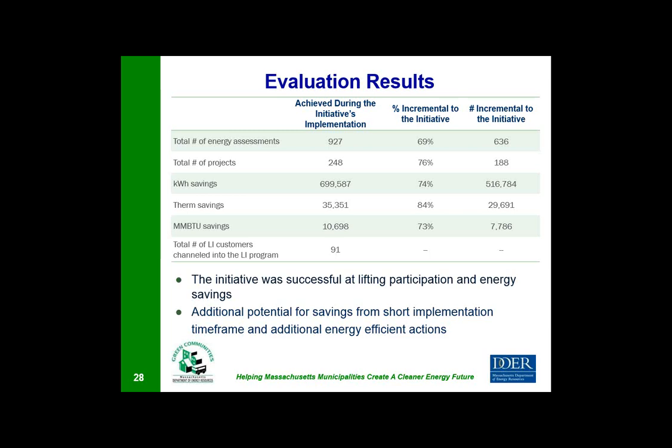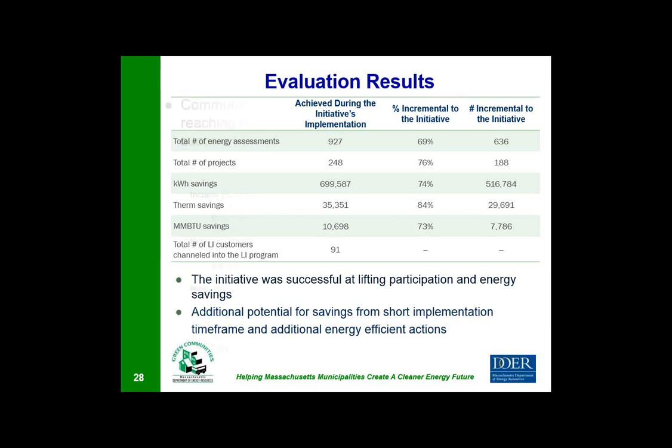And as I have mentioned, this program really was targeting the low to moderate income customer group, and those low-income customers who are on a low-income rate code had their own programs. So if one of those customers contacted the program in response to the marketing for this program, they were actually channeled into the existing low-income programs. They were directed to those programs, and our evaluation identified 91 customers that were directed to that program.